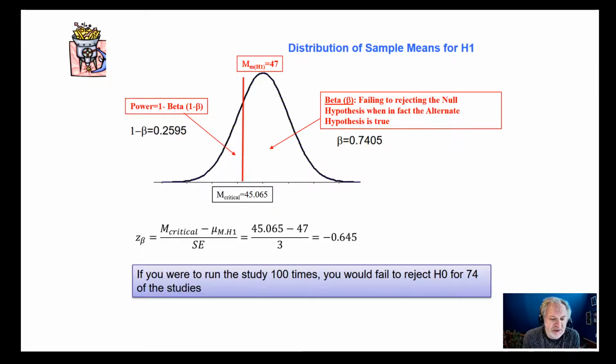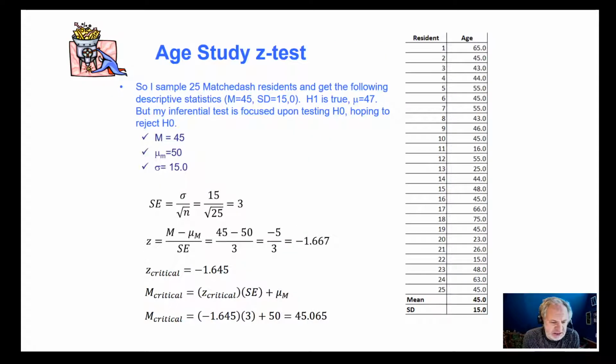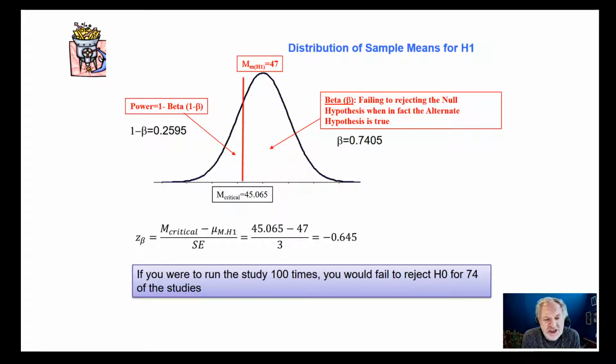I go to my standard normal curve and I look up, well, what proportion of sample means are less than 45.065? And that is from the table 0.2595. The proportion of means that are greater than 45.065 is 0.7405. That means that if the alternate hypothesis is true, if I run my study 100 times and go through the same procedures I did on this slide, I would reject the null. Out of 100 studies, I would reject the null roughly 26 times.